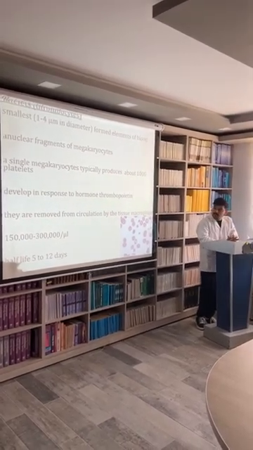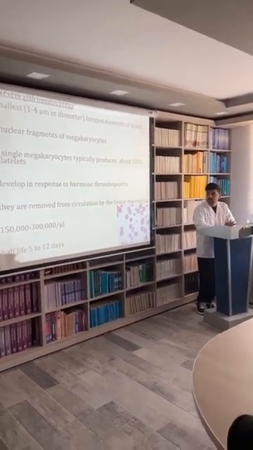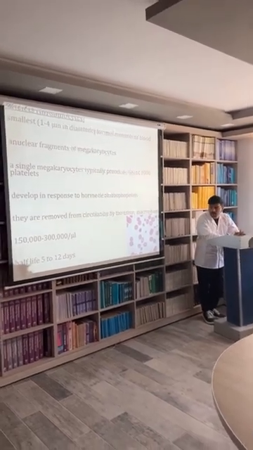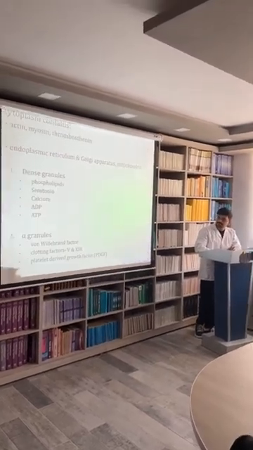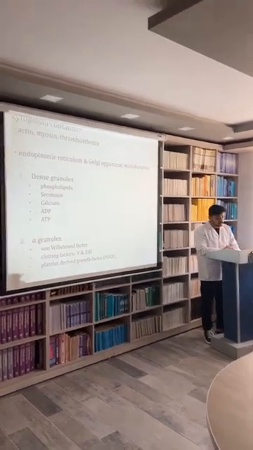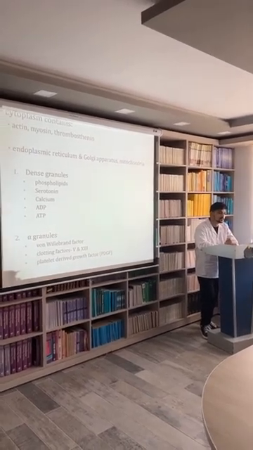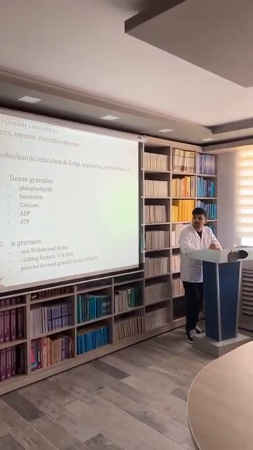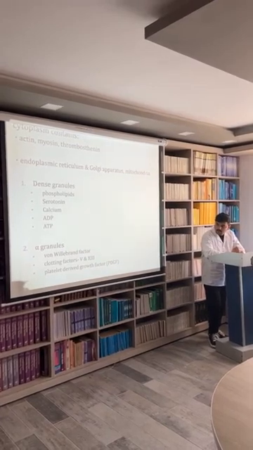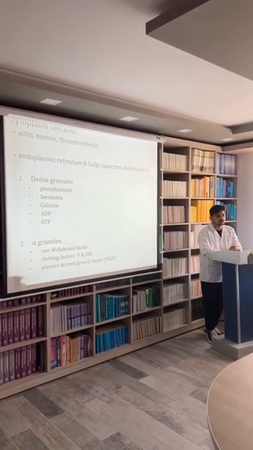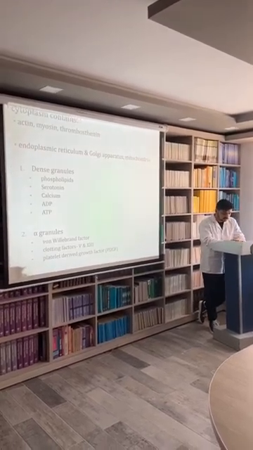They are formed from the megakaryocyte, and the hormone which regulates them is known as thrombopoietin. They are removed from the circulation by the tissue macrophages, and they are generally 1.5 lakh to 3 lakh per microliter. They also contain actin and myosin, and they contain dense granules which contain phospholipids, ADP, ATP, calcium, serotonin, and also alpha granules which contain the von Willebrand factor. It is an important factor for clot formation, and they also contain clotting factor 5 and clotting factor 13, and PDGF, which is platelet derived growth factor.